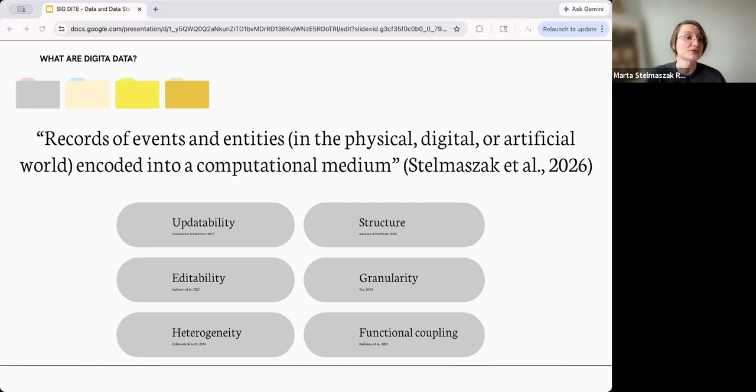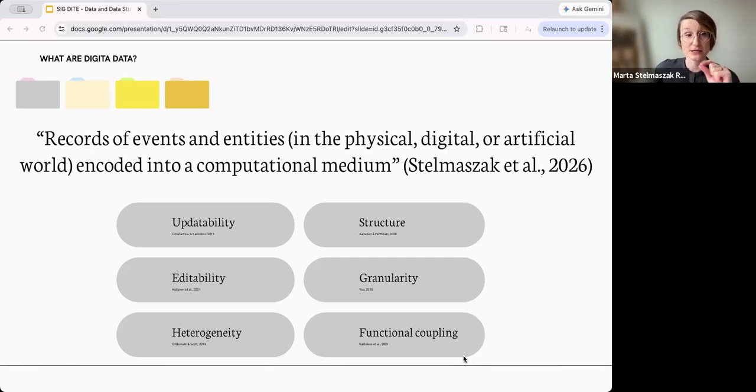So we offer this provisional definition of digital data as records of events and entities that can take place in the physical, digital, or artificial worlds that are encoded into a computational medium, and that also have at least some of the following characteristics: updatability, so new data points arrive very fast; editability, so we can change the database schema and the format very easily; heterogeneity, so we can at the same time be recording voice, video, and text, for example, and storing them even in the same database, which relates to structure, in the sense that we can be recording data in far less structured ways.